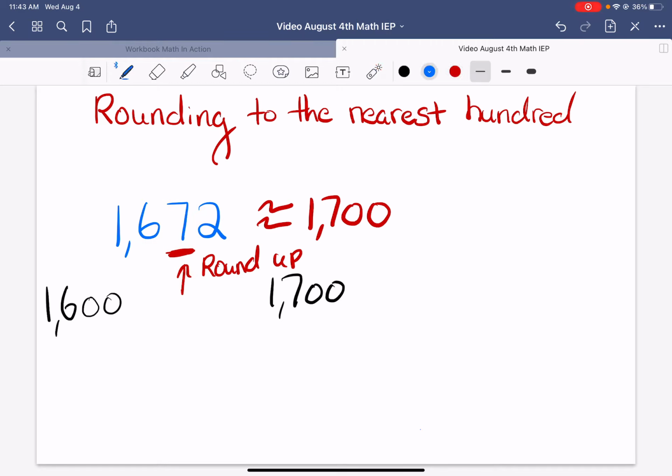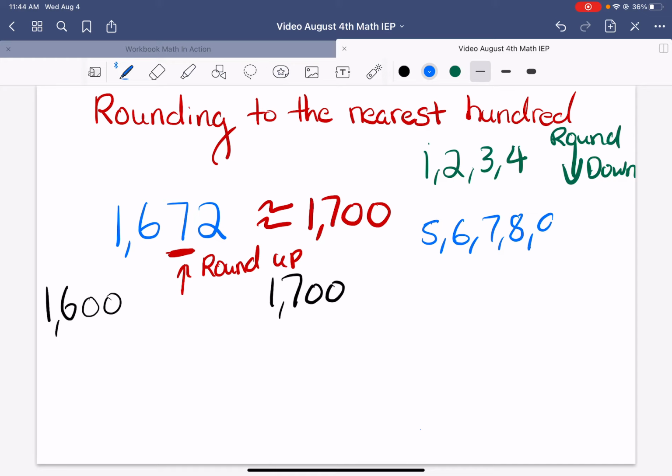Remember, we have to remember the rule. Let me write it out again. 1, 2, 3, 4, we're going down, round down. But 5, 6, 7, 8, 9, we're going to round up.